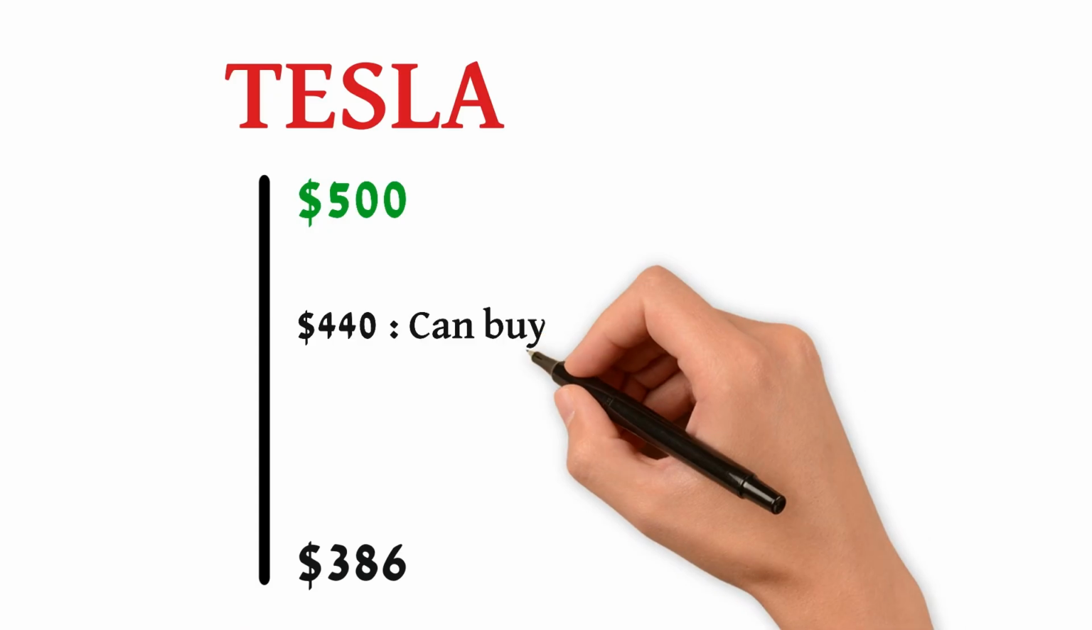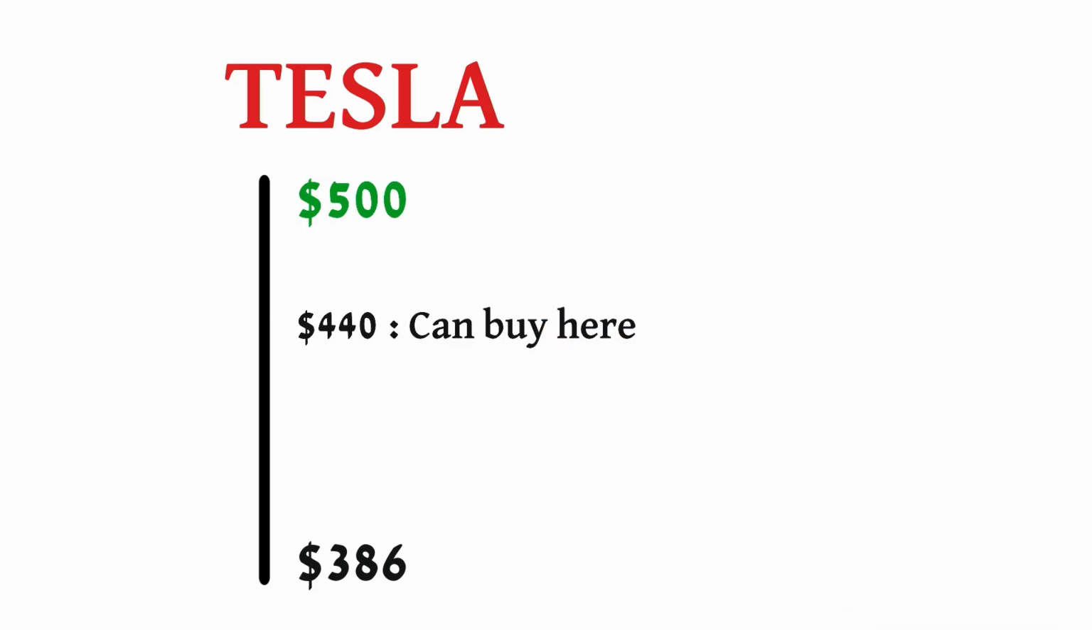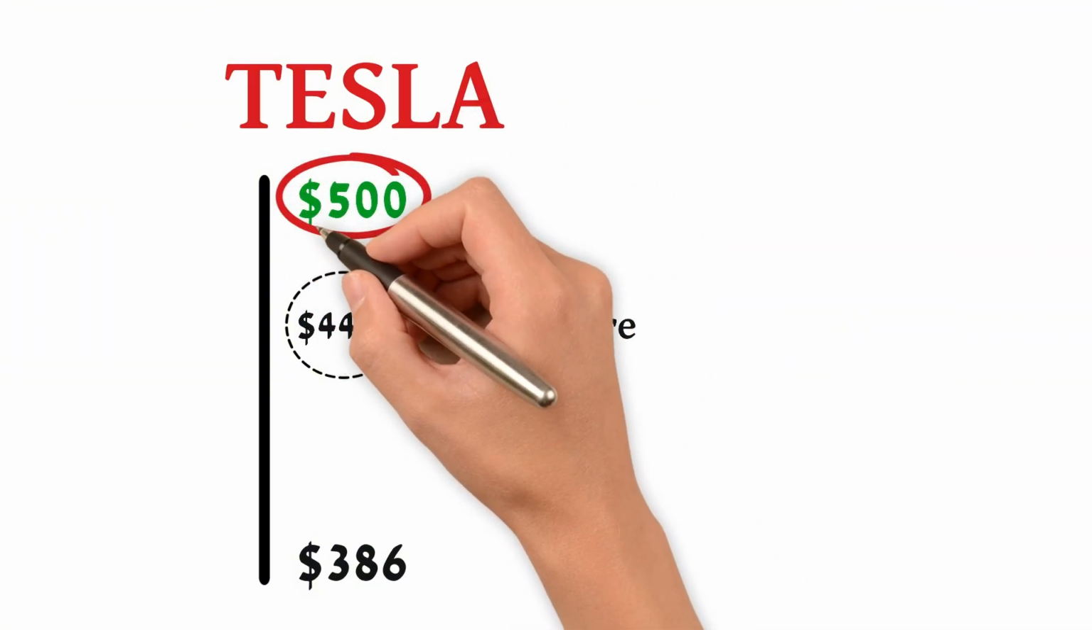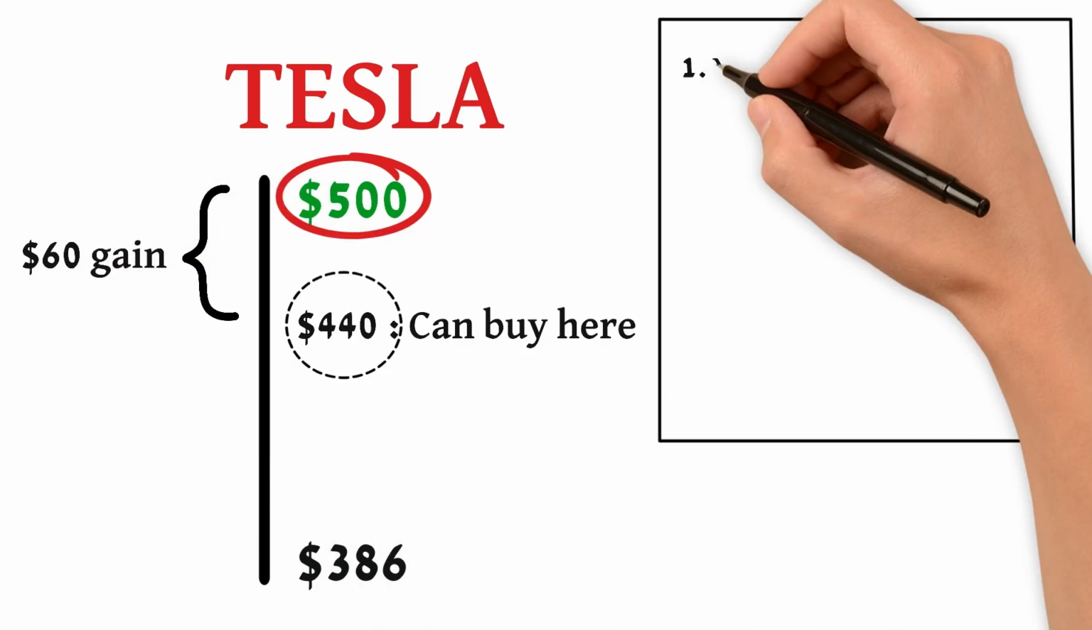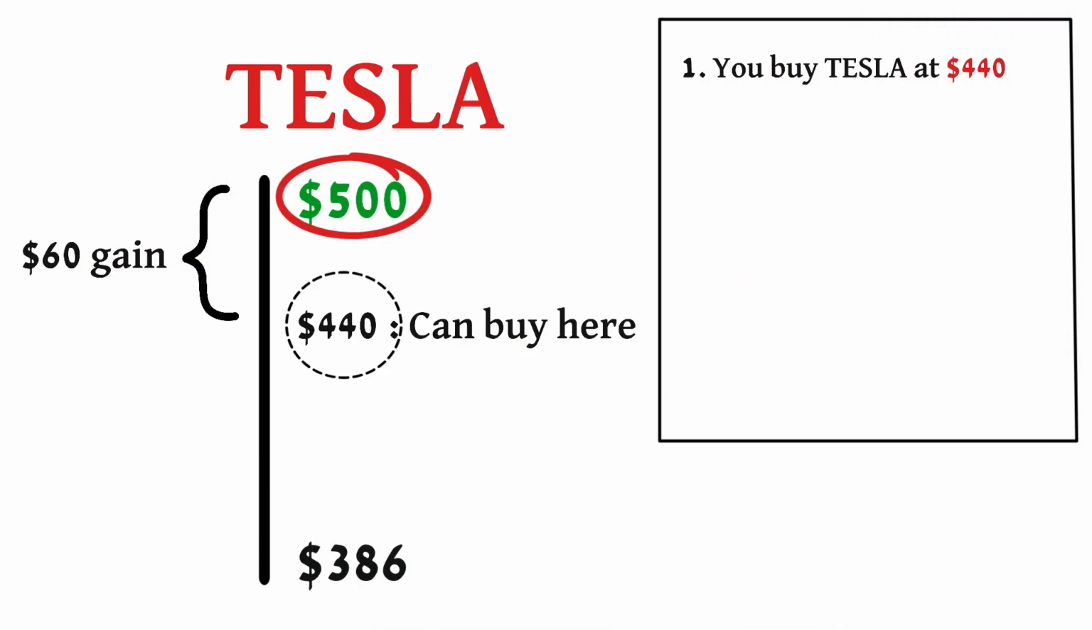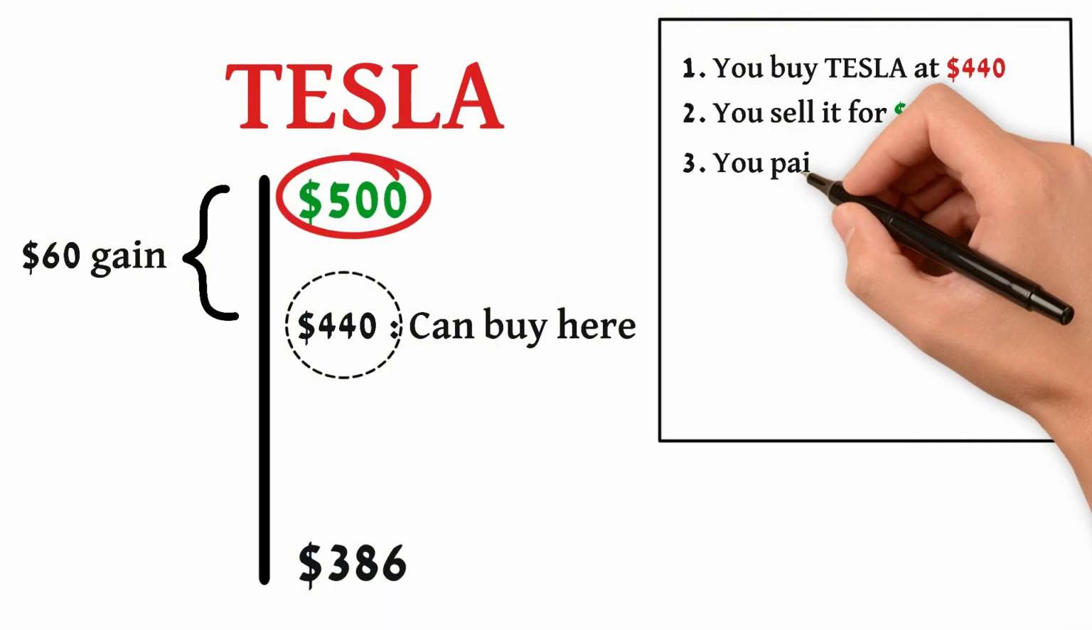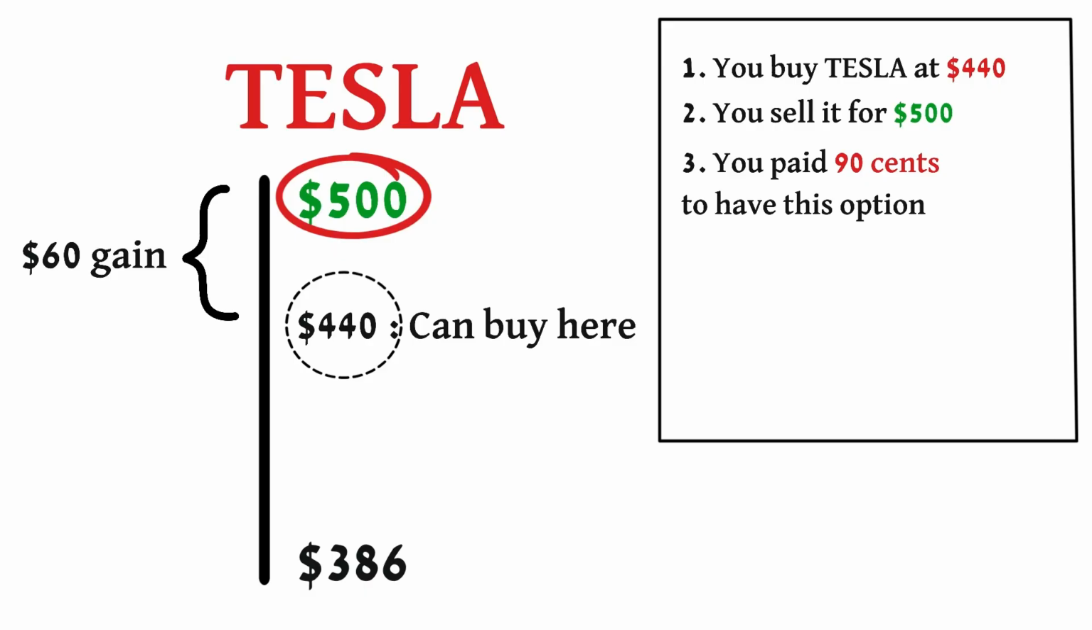Back to our example, Tesla hits $500 within 2 days, and you still have the option to buy Tesla at $440. You would buy Tesla at $440 and sell it at $500. You would have gained $60 a share. Let's summarize. You buy Tesla at $440, you sell it for $500. You paid 90 cents for the contract. You would net a profit of $59.10.